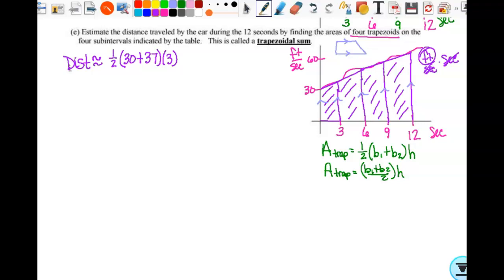If you needed to, seriously, I can't do this with my board, but if it helps you to turn your paper and do your work sideways so that you can see the bases parallel horizontally, do what you got to do. Then we're going to do this second one. It's going to be 1/2 times, for this one, base 1 when x is 3, which is 37, plus base 2 when x is 6, which is 45. Then we multiply it by the height, which is the distance between the bases, which is 3.